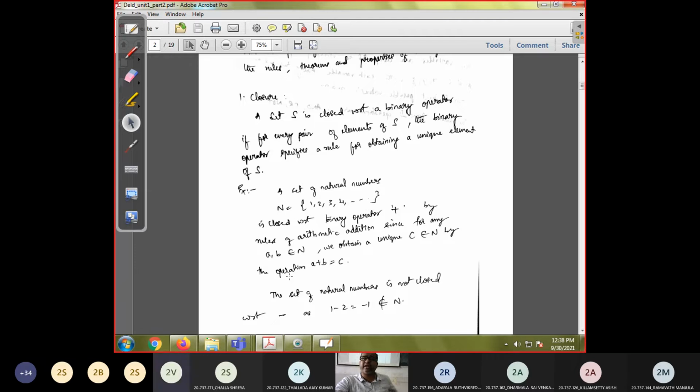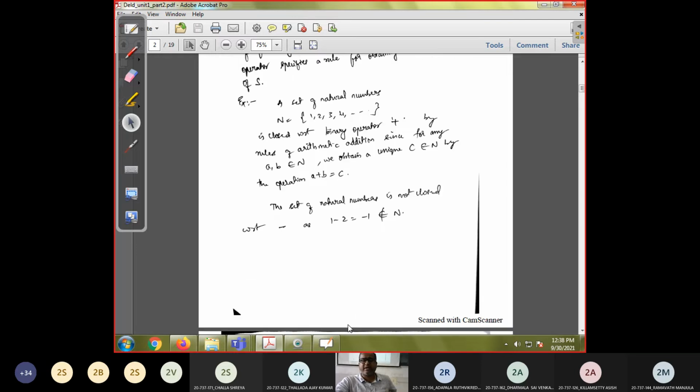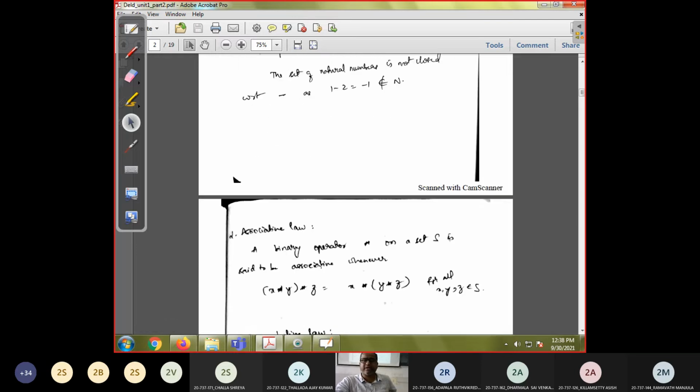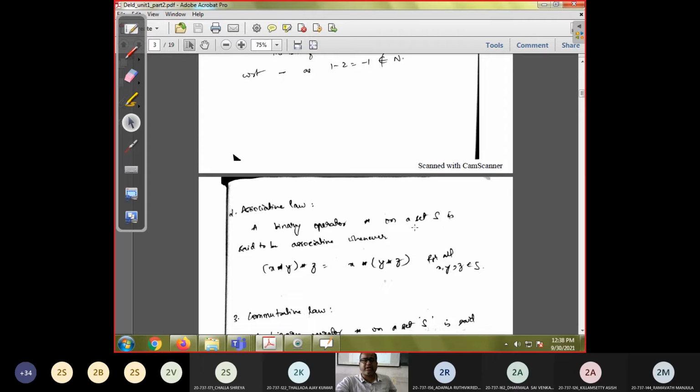So you are defining the closure property with respect to the operator which you are defining. In this case, the set of natural numbers satisfies the closure property with respect to the addition operation, whereas it does not satisfy the closure property with respect to the minus operation. Am I clear there? So that is your closure property. Similarly, this is the associative property. If I define a binary operator asterisk on a set S such that this equation is satisfied, then we say that the system satisfies the associative property.